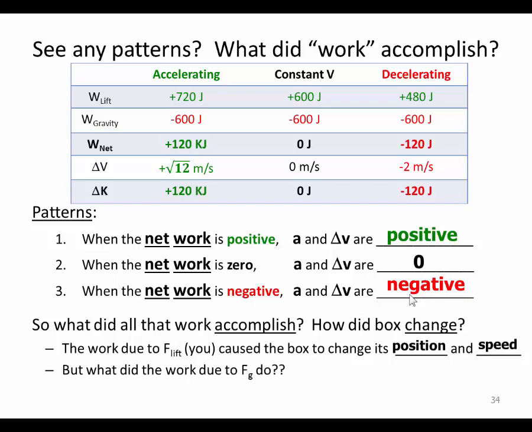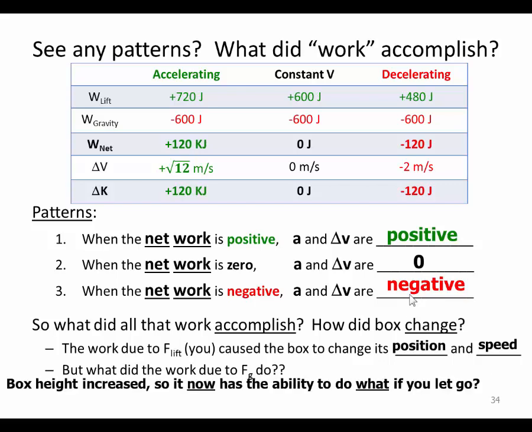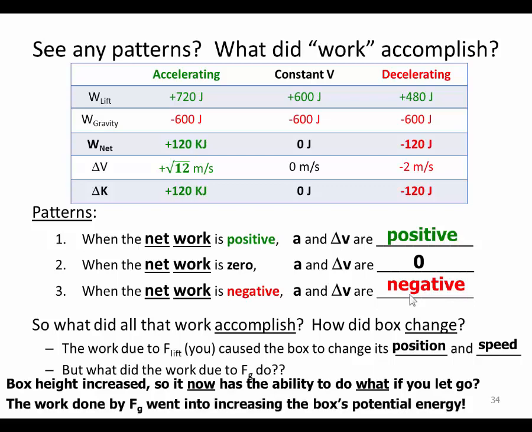This is a little bit more difficult to think about, but I think it'll make sense when we discuss it. We can see what you did when you did your work, but we know that when you do work, you should have some sort of result that you can point to. So the question is, what did the work that gravity did on the object do to the box? Well, the box height increased, so now it has the ability to do something if you let it go. It has a difference now thanks to gravity. You moved it from 0 meters up to 3 meters, and now gravity has something it can do to it. So the work done by gravity went into increasing the box's potential energy.